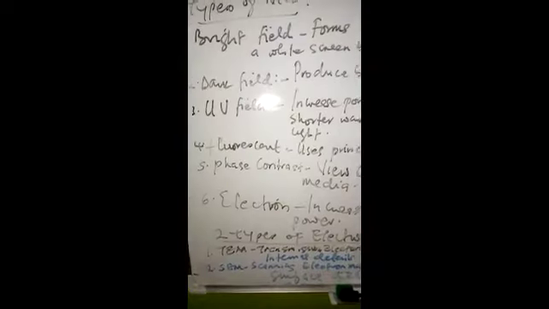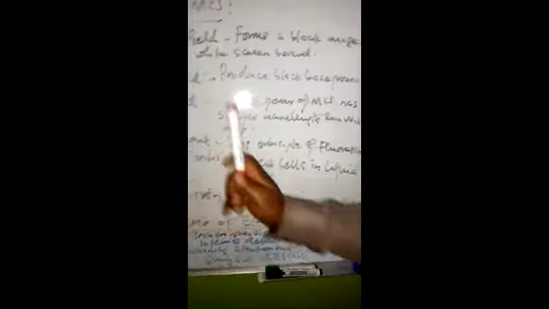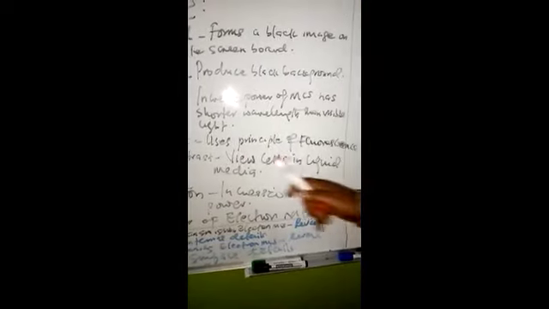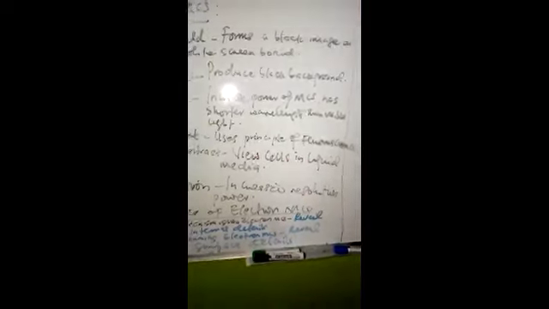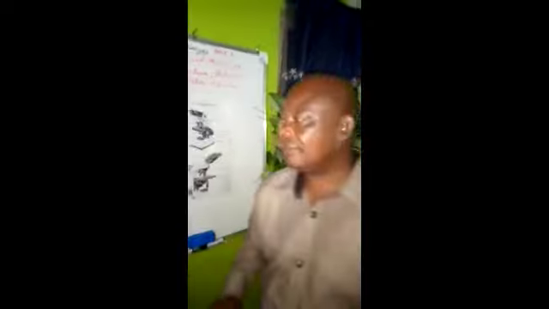Five, we have the phase contrast microscope. This microscope views cells in liquid media. Like if you are viewing Plasmodium that causes malaria in blood, that is a liquid media. If you view amoeba in a pond of water, that's a liquid media. They view cells in liquid media.